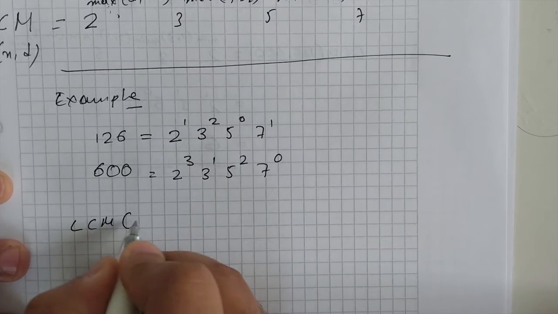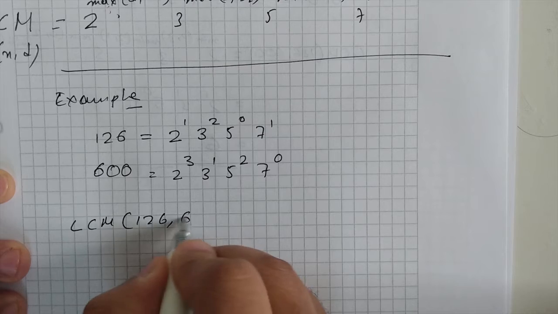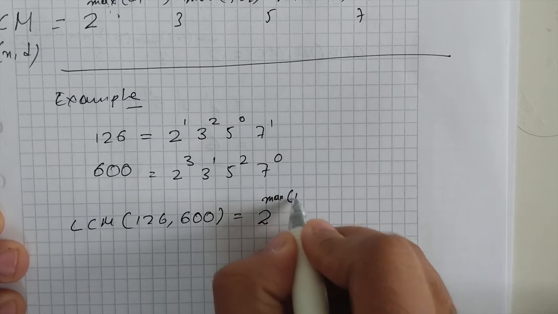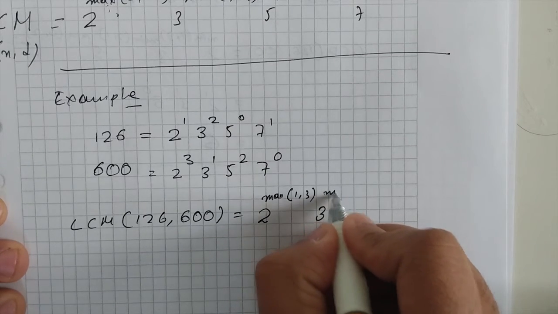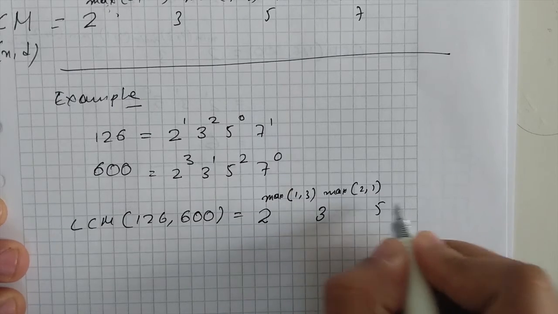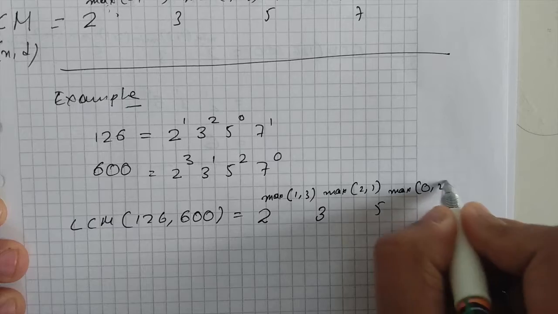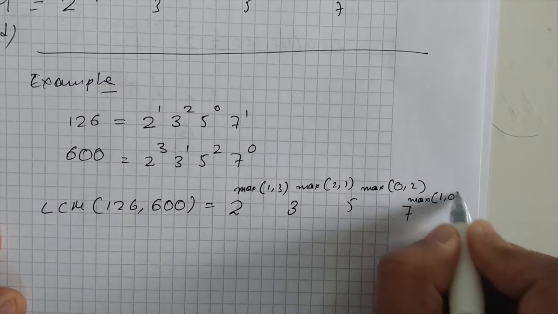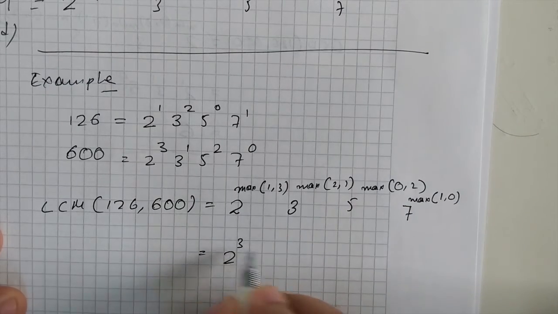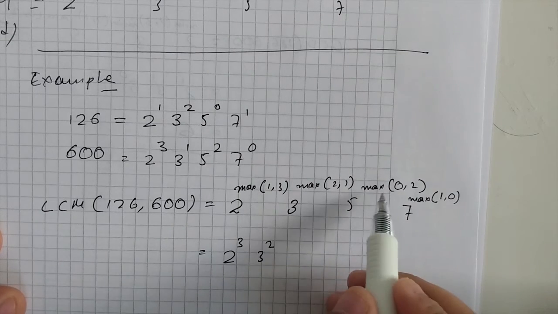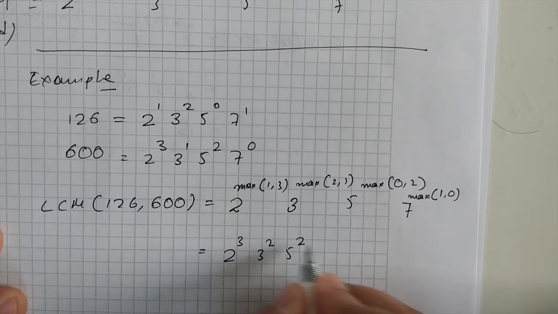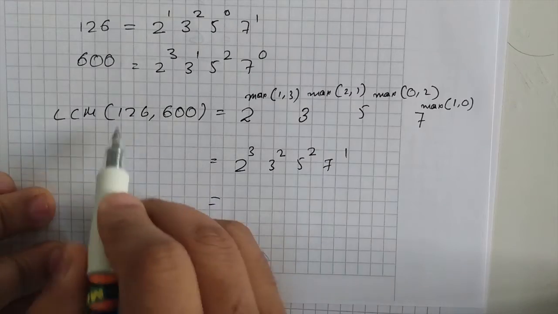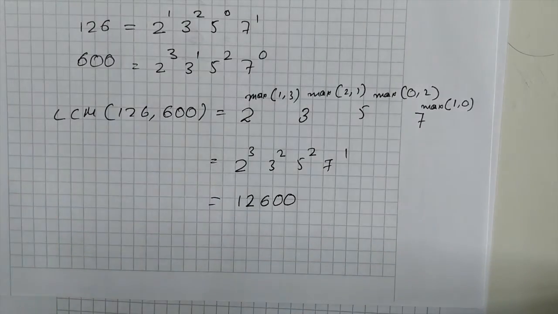If we are trying to find the LCM of 126 and 600, we will write 2 and find the maximum power between 1 and 3, and 3 powered the maximum between 2 and 1, 5 powered the maximum between 0 and 2, and 7 the maximum between 1 and 0. The maximum between 1 and 3 is 3, between 2 and 1 is 2, between 0 and 2 is 2, between 1 and 0 is 1. So this is the LCM of 126 and 600, and 12,600 is the answer.